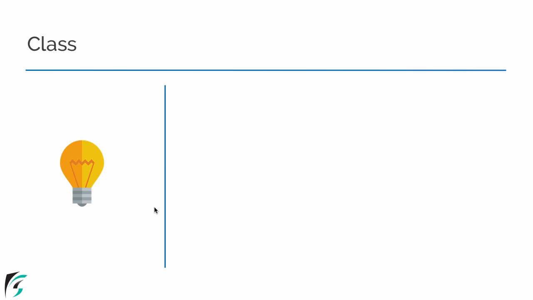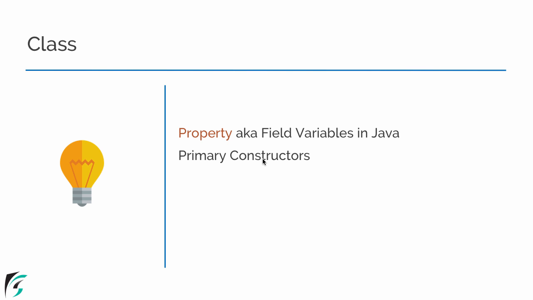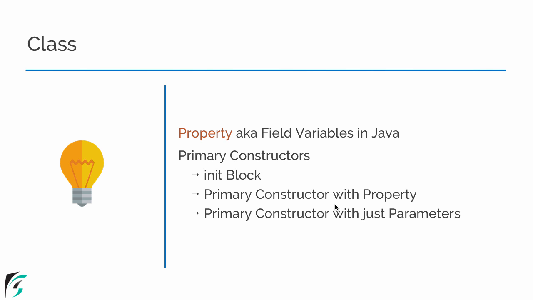Let us now proceed and check out the concepts that we will cover in this video. First, we will check out what properties are in Kotlin, also known as the field variables in Java. Then we will check out the significance of the primary constructor, the init block, the primary constructor with a property, and also the primary constructor with just parameters. The basic difference between a primary constructor with property and with parameters, we will check out in this video.